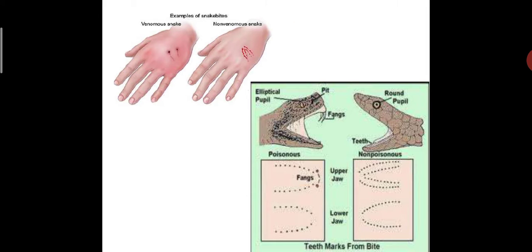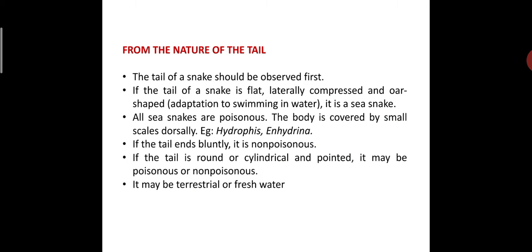You can see in the picture itself, the two punctures are made by a poisonous snake, and the scratchy marks or many punctures made by the teeth indicate a non-poisonous snake. I will come to the fangs later. Now, the nature of the tail. If the snake is very near to you, by the nature of the tail it can be somewhat assessed whether it is poisonous or non-poisonous.